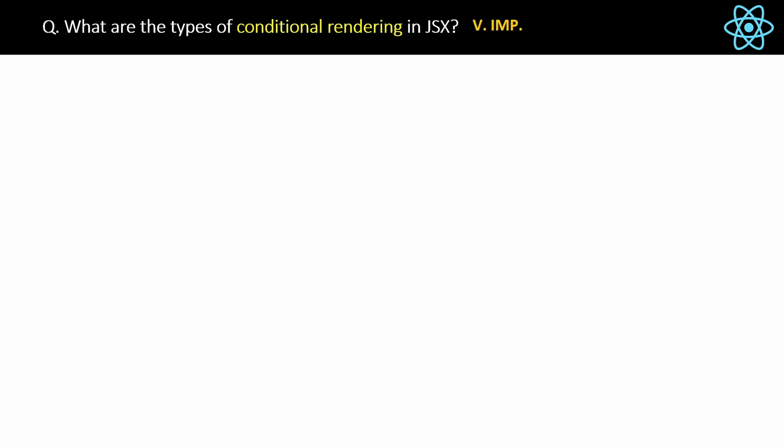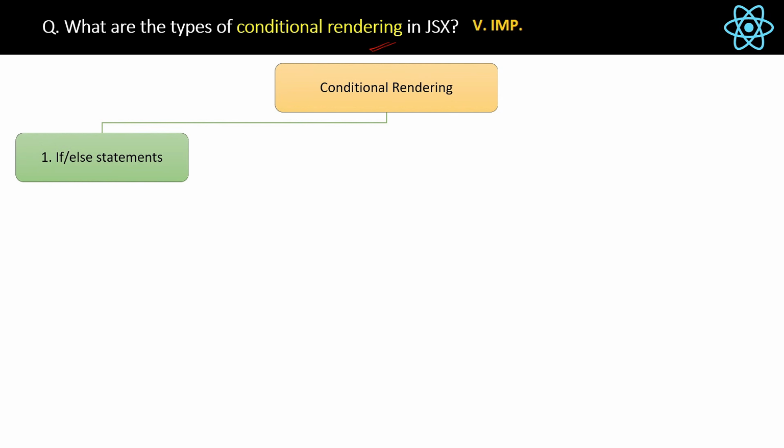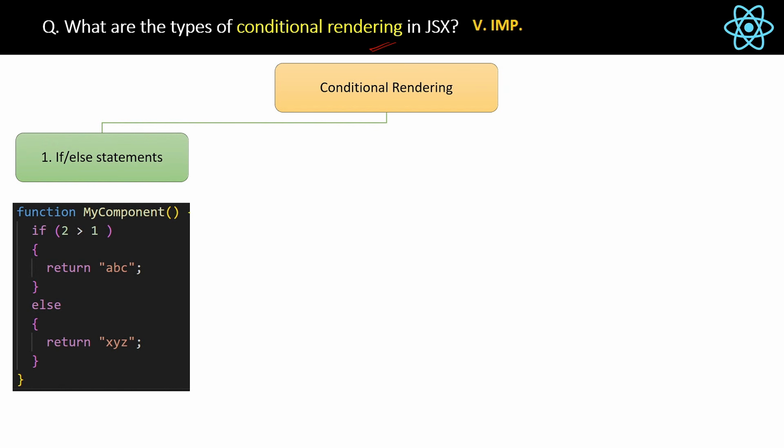What are the types of conditional rendering in JSX? We already know that in every programming language we have conditions like if else, right? Similarly in React also we have conditions. We have 4 types of conditional rendering techniques in JSX. First one is the simplest one, and that is the if else condition, and here is the code example.